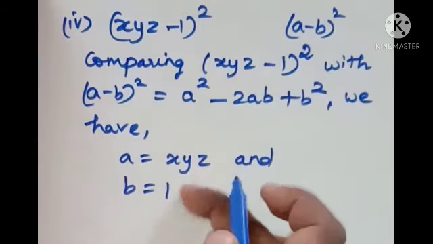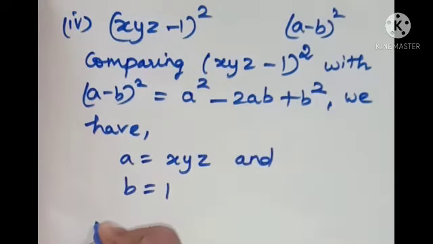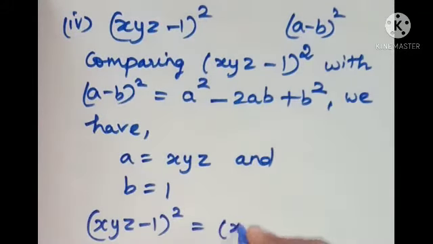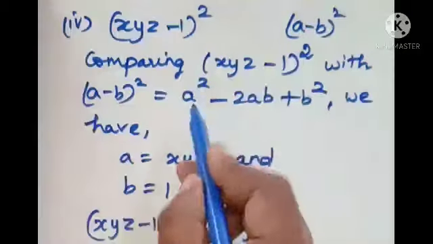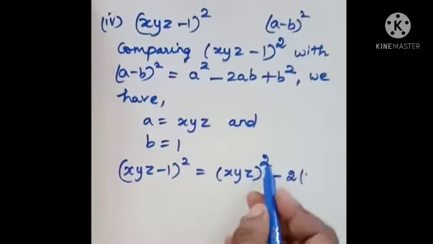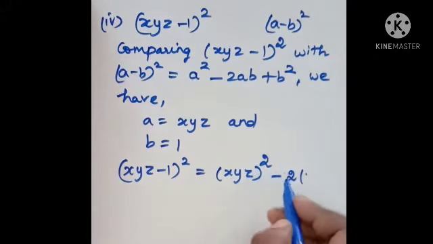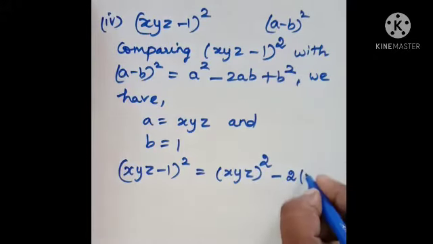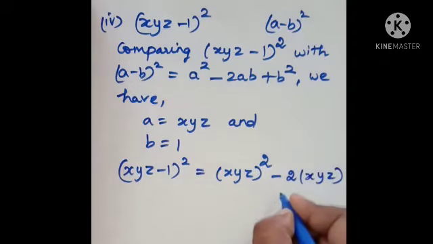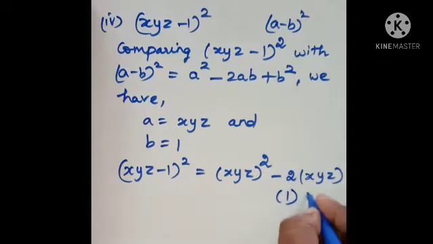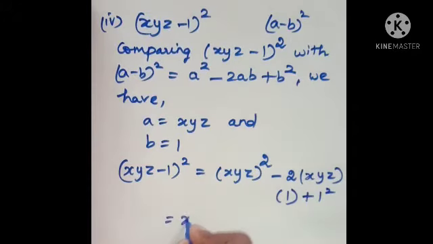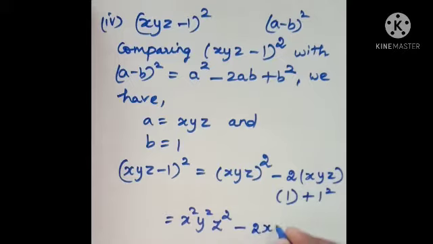And we have to substitute all these values in the identity. We get (xyz − 1)² is equal to (xyz)². A² is (xyz)², square is common for 3 variables. (xyz)² minus 2 into a is xyz and b is 1, plus 1². x² y² z² minus 2 into xyz plus 1.